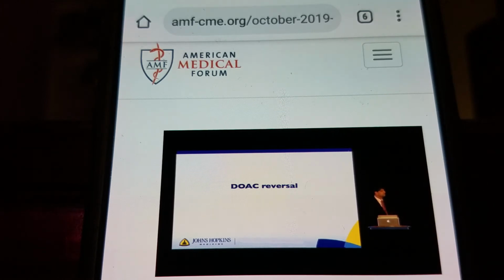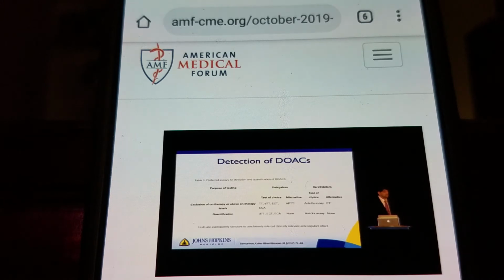What do you do when a patient is bleeding on a direct oral anticoagulant? Firstly, can you detect it? How good are your tests and what is their turnaround time? This is very, very crucial.